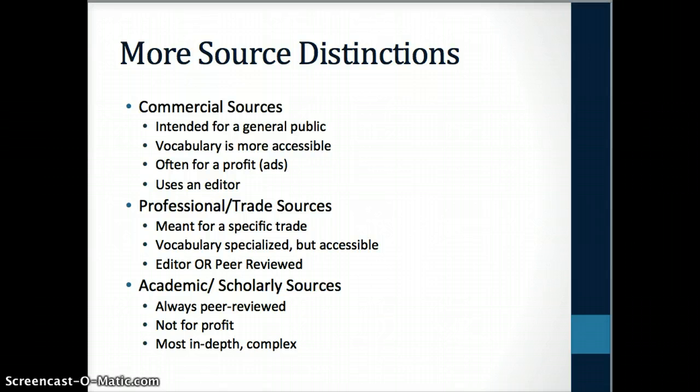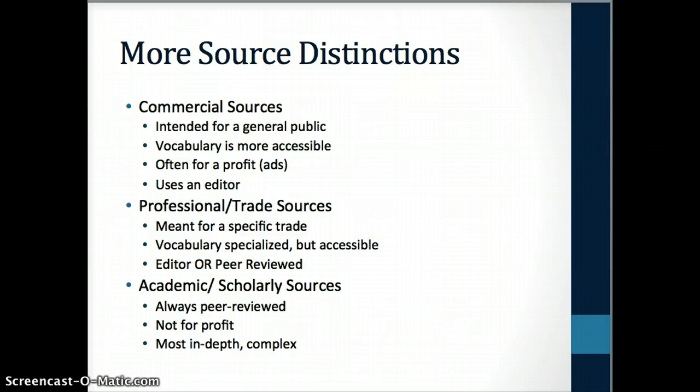Commercial sources are often for a profit. That means they're going to be filled with advertisements. Did you know that when you get a magazine, you're not really paying for that magazine, especially when you have a subscription? The thing that pays for the magazine are all those ads and commercials that are inside of it. So there's usually lots of those in a commercial source. Commercial sources always use editors. These are people who decide what the layout of the magazine is going to be, what each particular article should and should not say, and whether or not they're going to publish those articles.